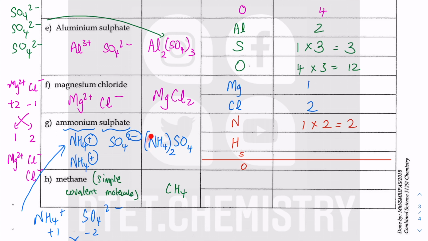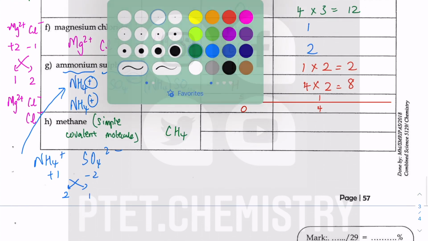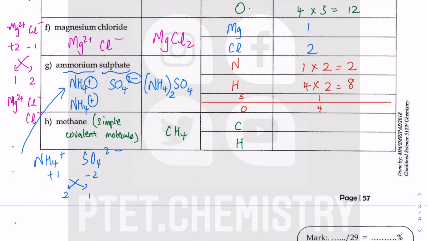Hydrogen: inside one unit, you have 4 hydrogen, but you have 2 of them. You have 2 of these, just like this. The 2 there means 2 of these. So 4 there and 4 there, 4 times 2 is going to be 8. Your sulfur there has just 1. Your oxygen there has just 4. So oxygen is just 4, sulfur is just 1. Now CH4 is slightly more straightforward: 1 carbon, 4 hydrogen.